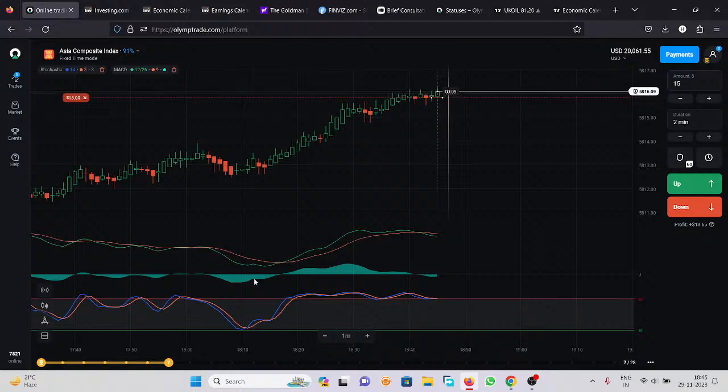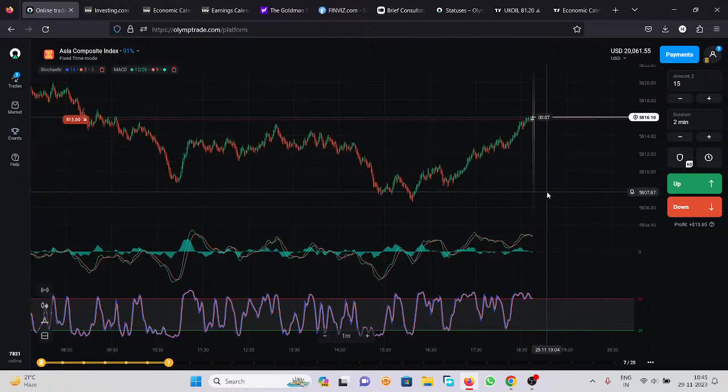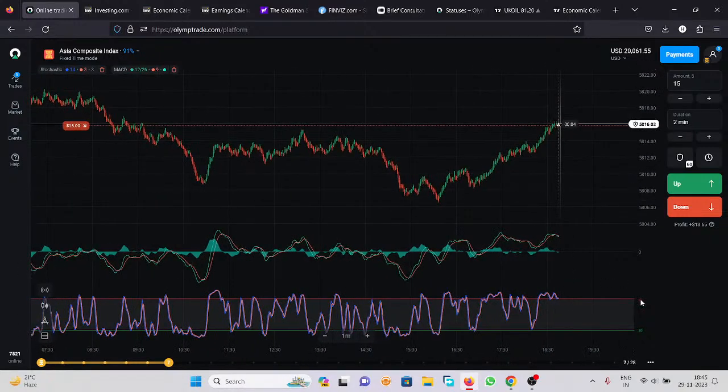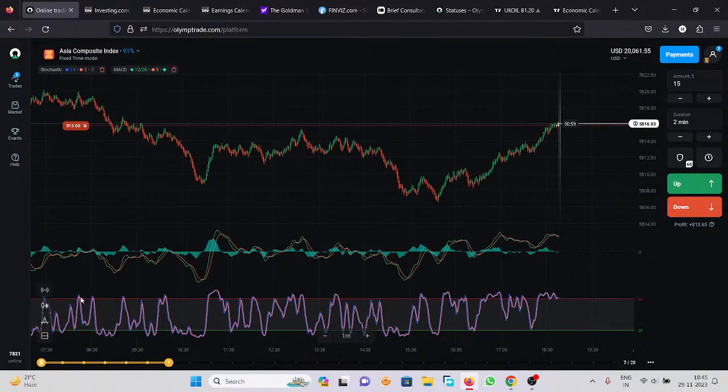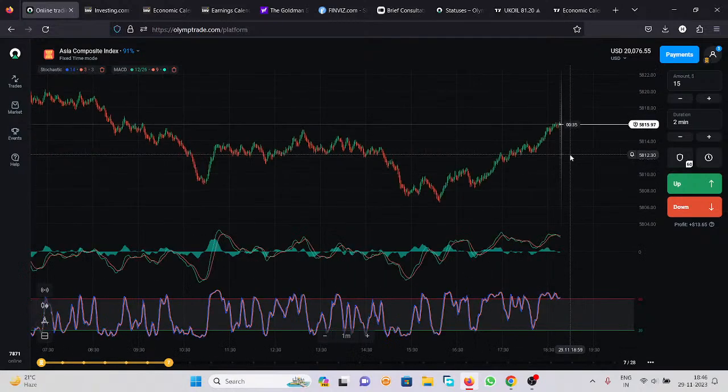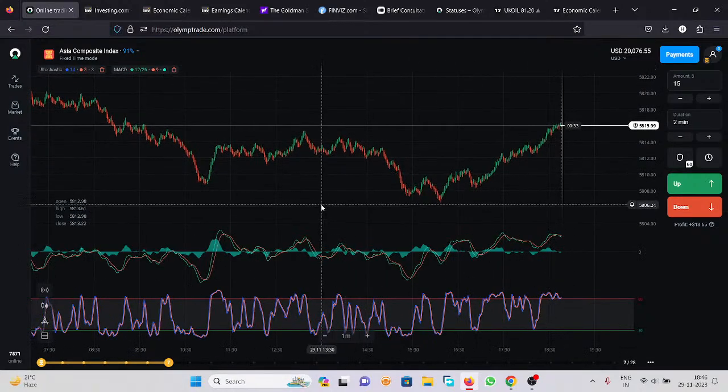How? Let me shrink the chart and check this. At this level of 80, whenever you see both lines either touch the level 80 or cross the level 80, because from the red line the overbought zone starts, whenever these lines go above the 80 level or touch the 80 level, we can find there is a small reversal from that side. That means the chart is already overbought. The price of the asset is already overbought, and maybe soon we will find the downtrend.